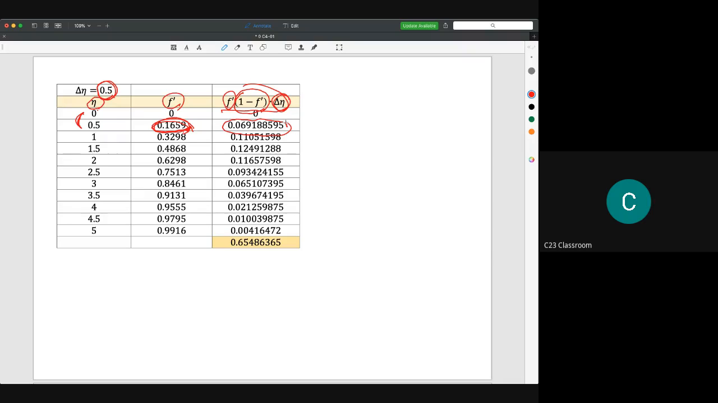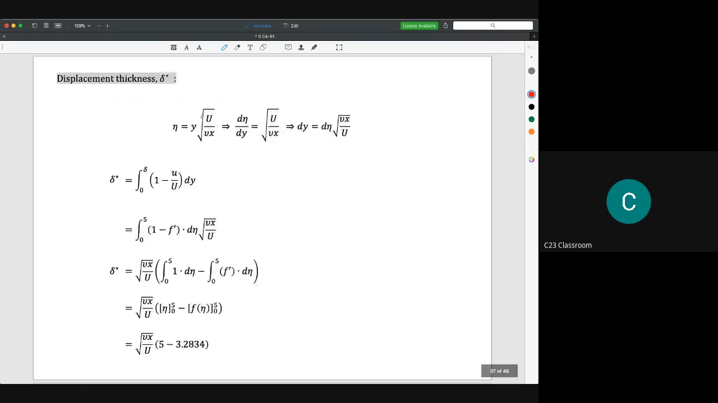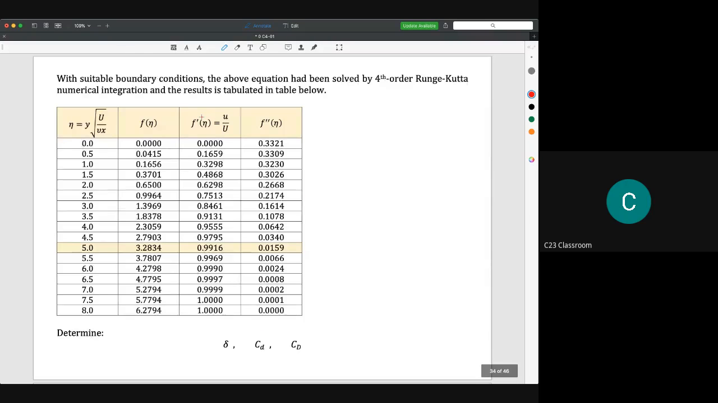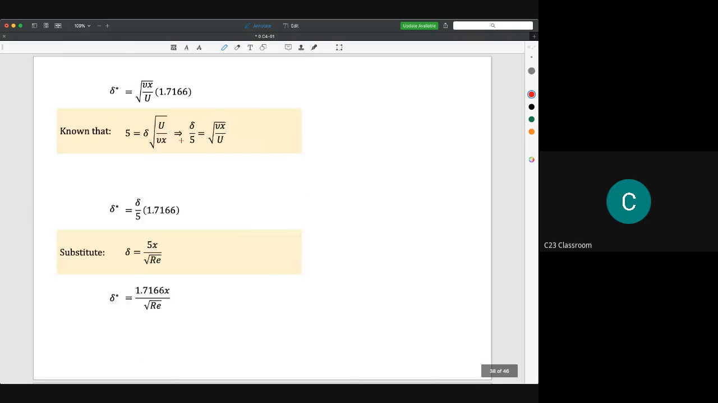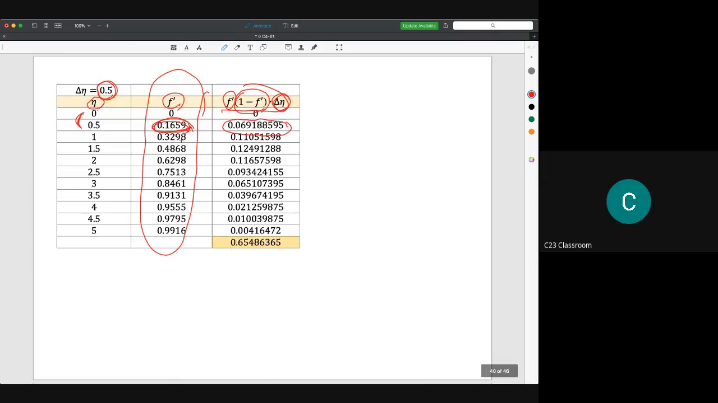Okay, so where do you get the f prime here? It's actually from this table. You have f prime here, so you take all this table, and then you could start your calculation. Okay, so this is the value.